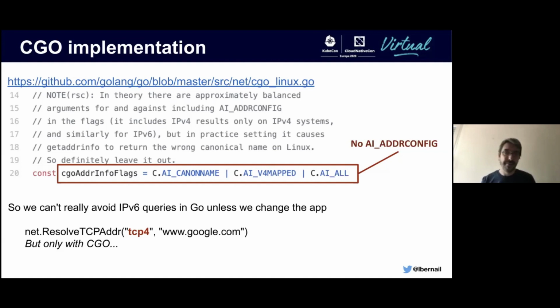And the only way I've found to do that is actually to force Go to only query IPv4 by choosing TCP4 in the example at the bottom. So that works, but because it would be too simple if it would just work, it only works when you're using cgo. It doesn't work with the native implementation where you will get both IPv4 and IPv6 queries.